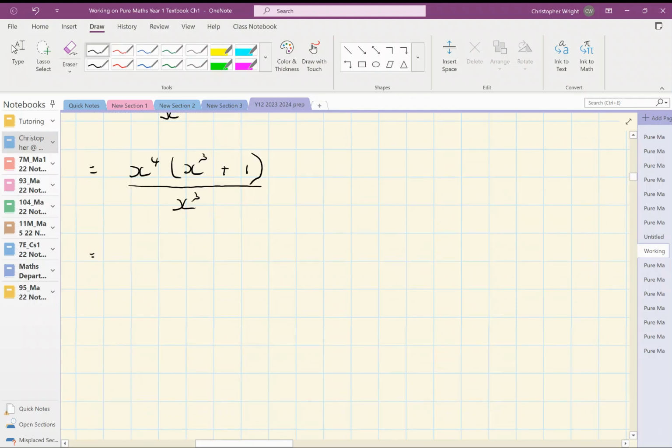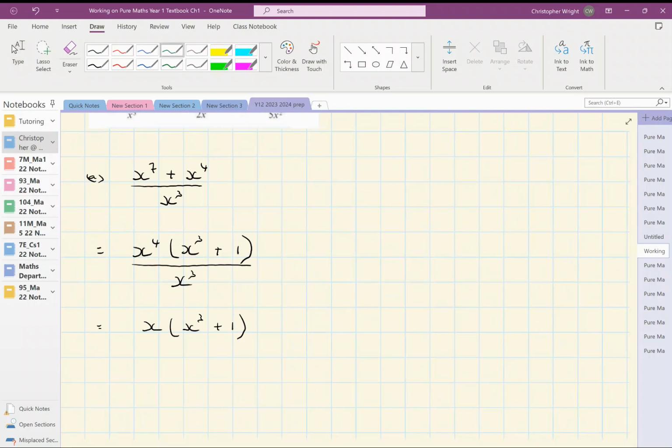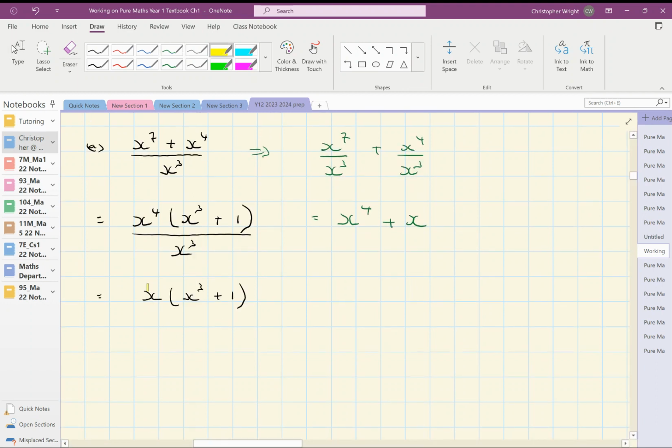And if I divide the top by x cubed, I don't get x to the power of 4 multiplied by the bracket. I simply get x multiplied by the bracket. But in all honesty, this one's much more easily done just by thinking of that as being x to the power of 7 over x cubed plus x to the power of 4 over x cubed, which of course will give you x to the power of 4 plus x, which is exactly what I would have got had I then multiplied out that bracket.